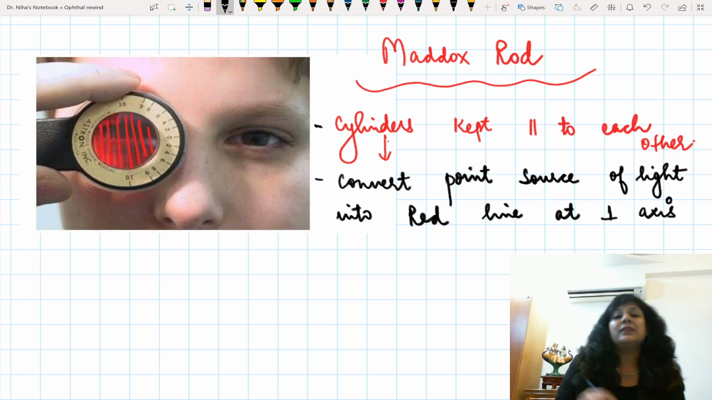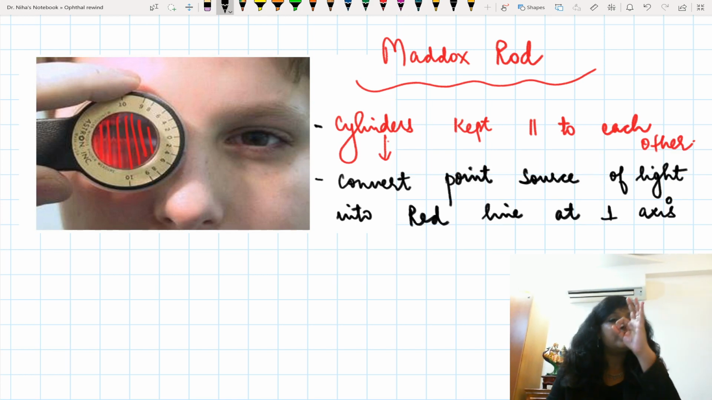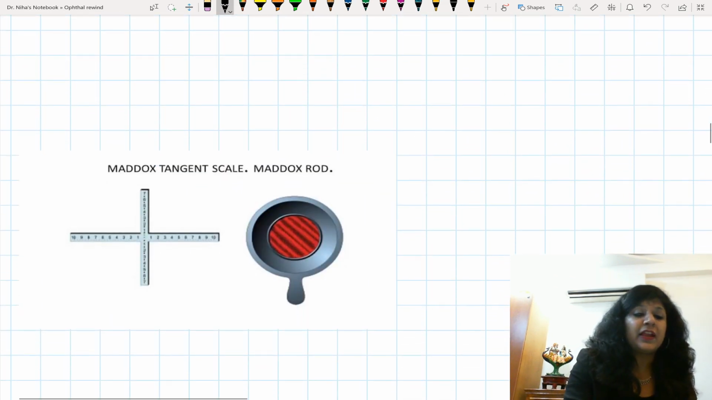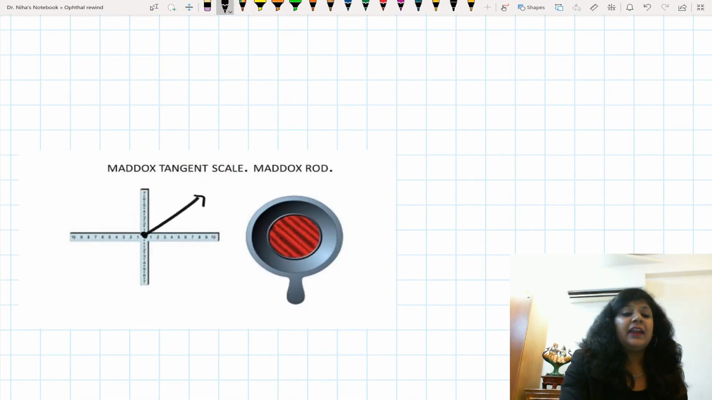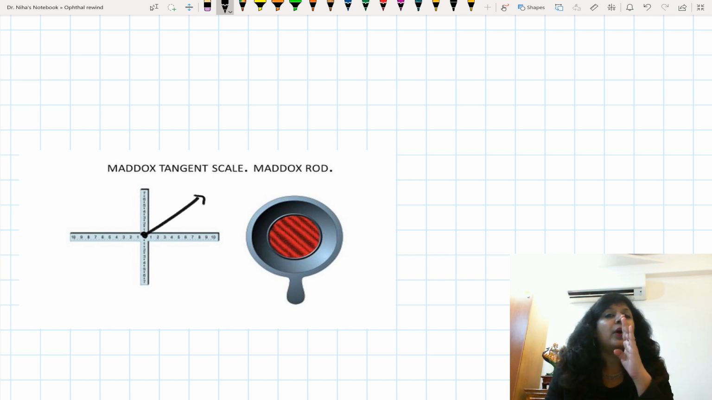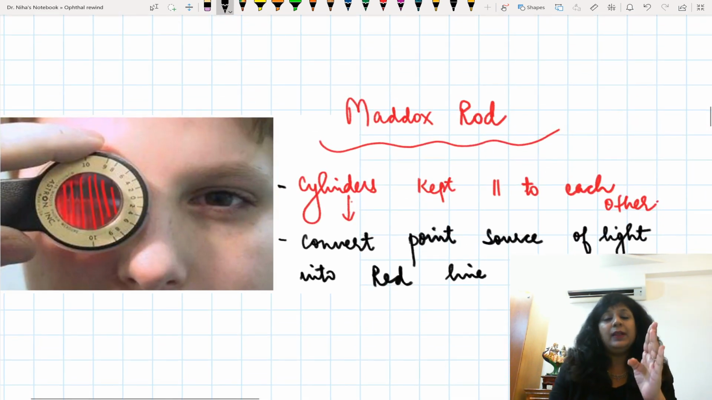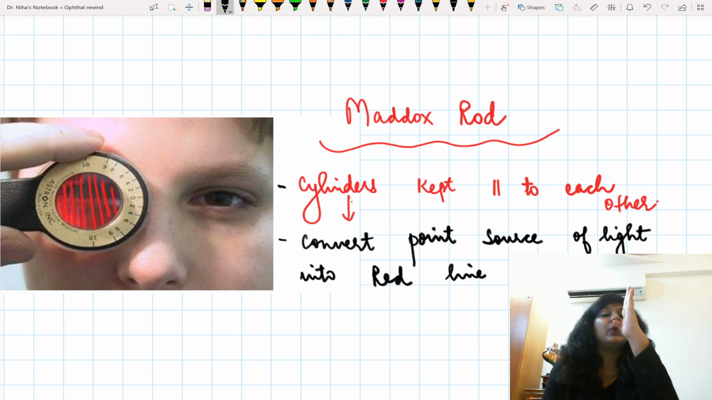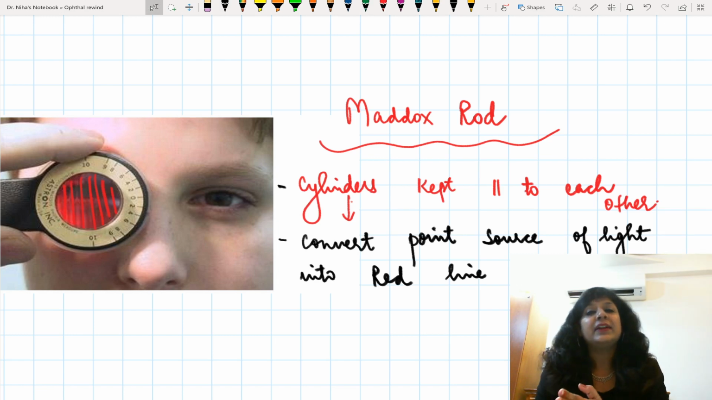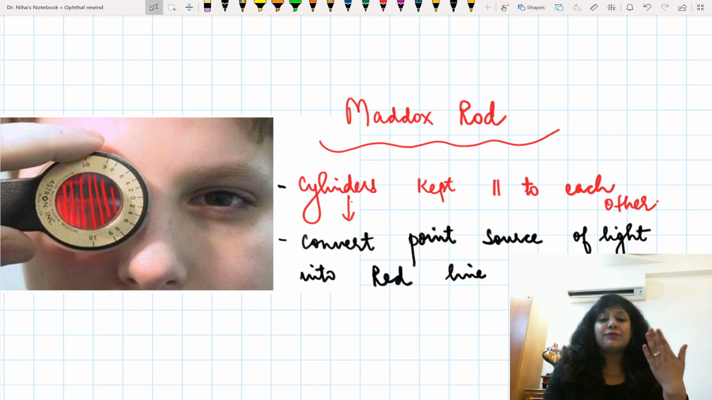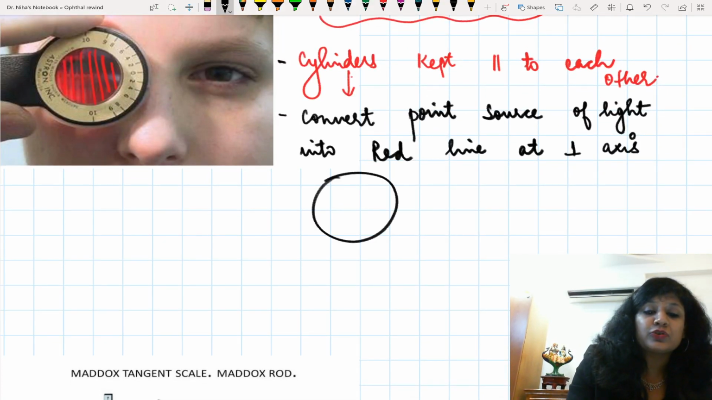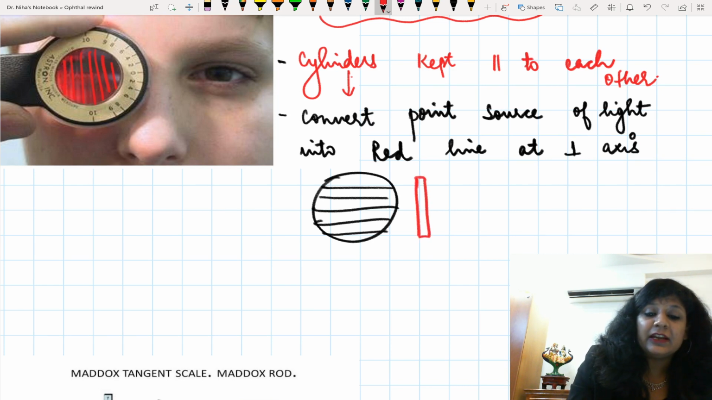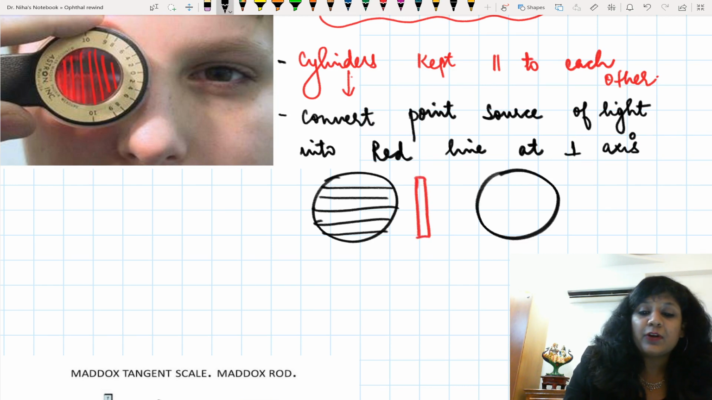Second important thing is that these cylinders are converting a point source of light. The patient will see a point source of light through the tangent scale like this, and when the patient is seeing a point source of light through this hole, what is happening? That point source of light is converted into a red line. Now this red line will be seen perpendicular to the axis of the cylinders. So if the person is using the Maddox rod with the cylinders kept horizontal, then he will see a vertical line, and if the person sees through the Maddox rod with vertical cylinders, then what will be there?